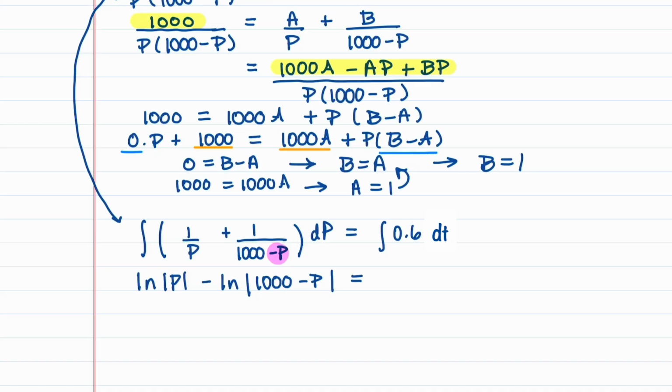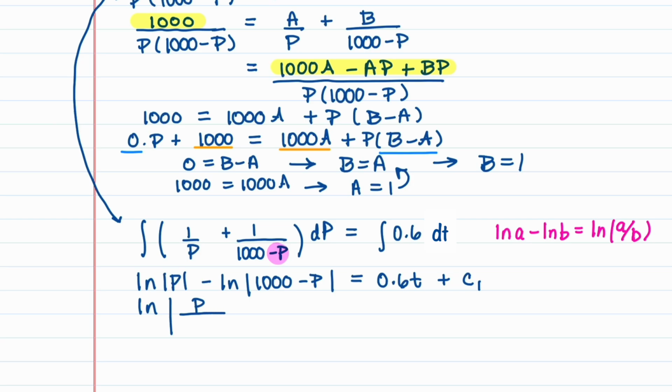And then on our right-hand side, we have 0.6t, and we're going to add on our arbitrary constant that I'm going to call c1. Let's now combine our left-hand side. I'll remind you that natural log a minus natural log b is just natural log of a divided by b. Let's use that. So on the left, we now have natural log absolute value of p all divided by 1,000 minus p. And then our right-hand side stays the same.